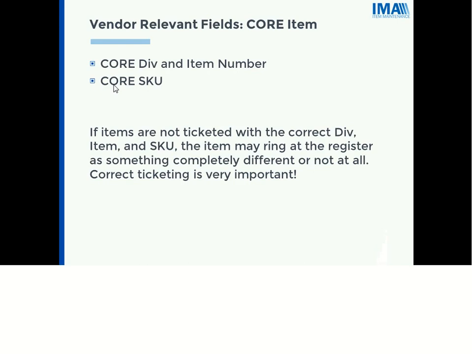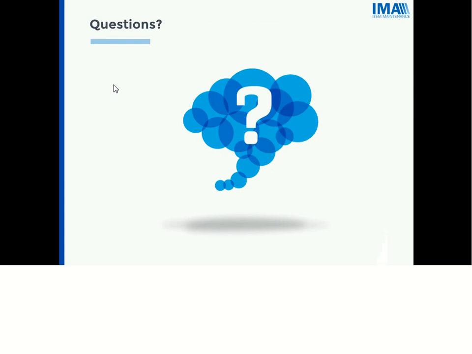So be sure that you use the item number and SKUs provided by your buying team. And if you have a question about it or you're not sure if it's correct, go ahead and reach out to them just for confirmation because it can delay items being sold. Any questions about the core item tab?